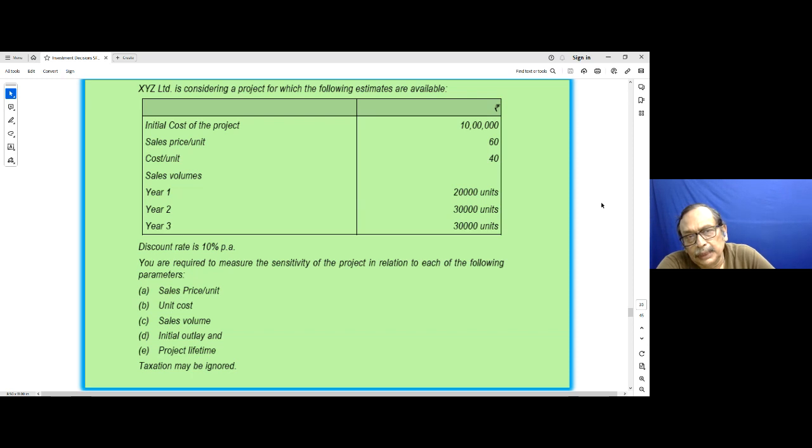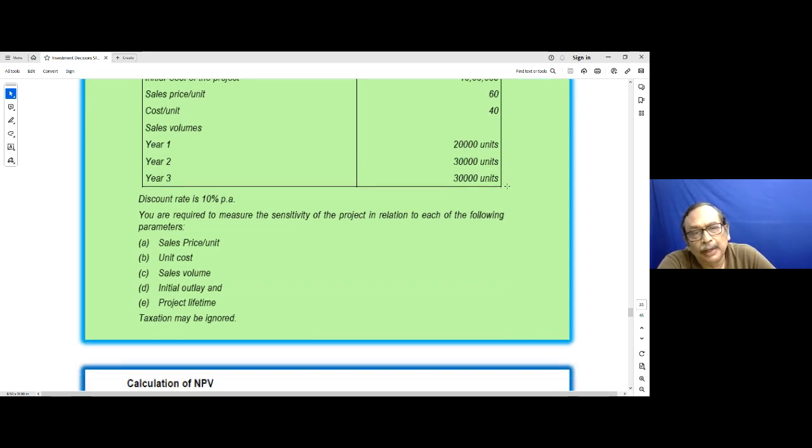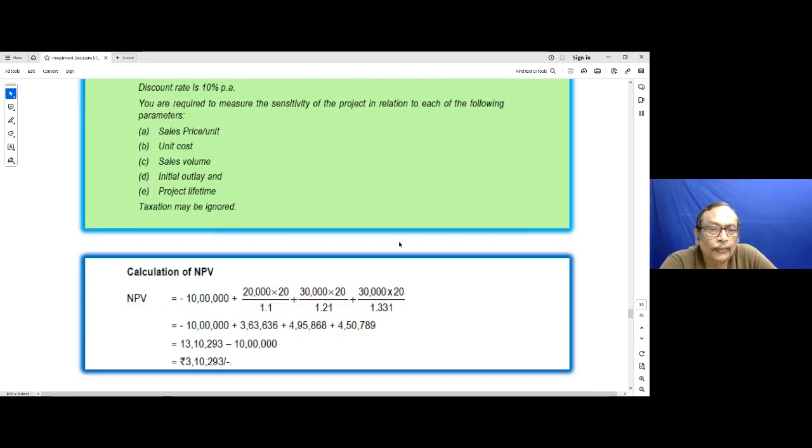You are required to measure the sensitivity of the project in relation to each of the following parameters. A, sales price per unit; then unit cost; then sales volume; then initial outlay; and last, project lifetime. And here we are required to ignore the tax.